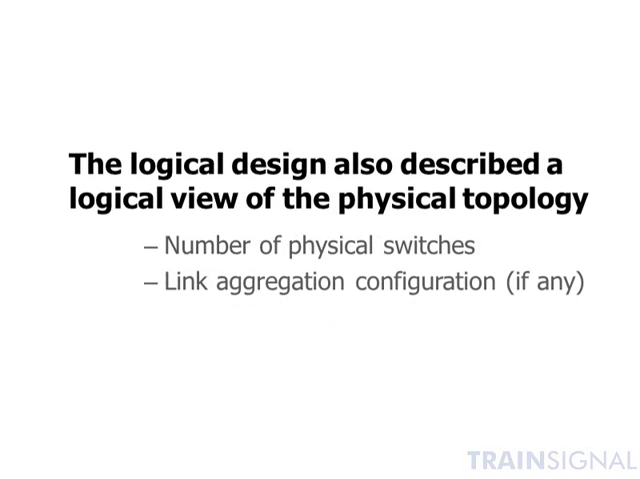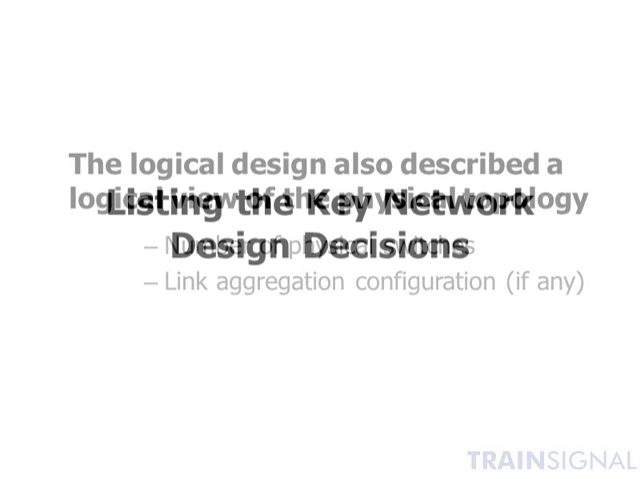And in the logical view of the physical topology, we simply specified that we're going to have some number of physical switches based on the number of uplinks, and we also described any link aggregation configuration. That information we're going to take and build upon to build the physical network design. And so let's now look at some of the key design decisions that will play a role in that process.